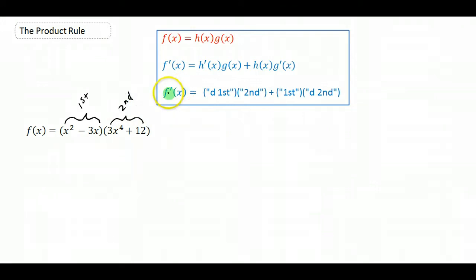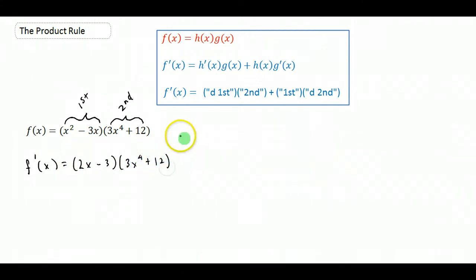And recalling our product rule, f prime at x is d first second plus first d second. So f prime at x is the derivative of the first. X squared becomes 2x, minus 3x becomes minus 3, times the second function. Not the derivative of the second function, but just the second function. So d first times second plus first, so just write the first function again, x squared minus 3x, and I multiply by d second.